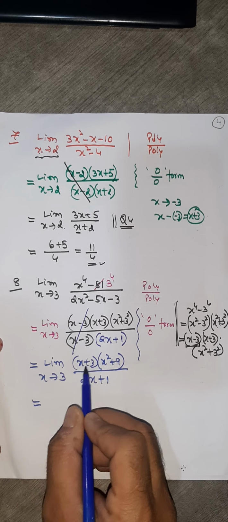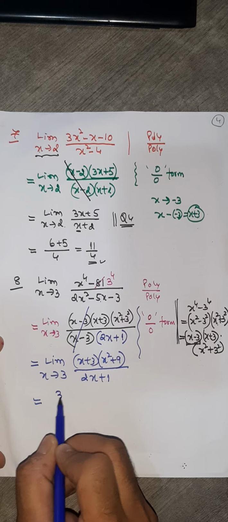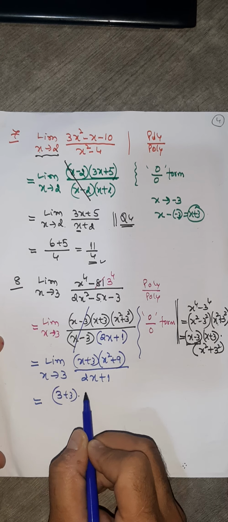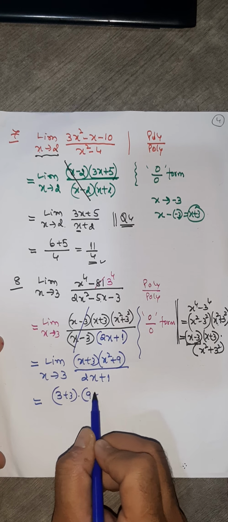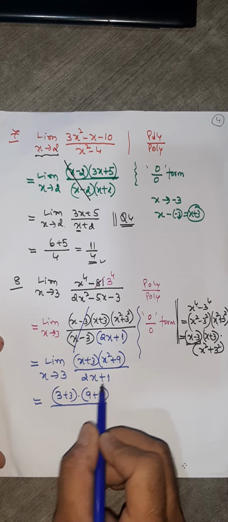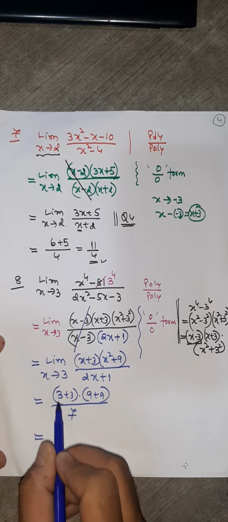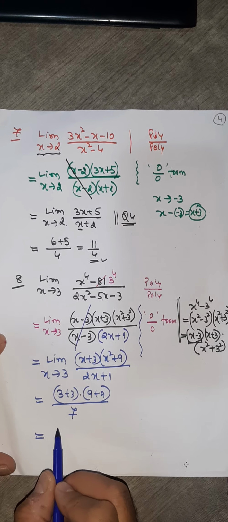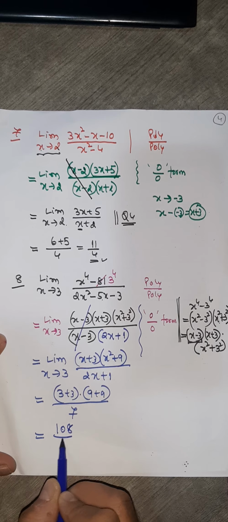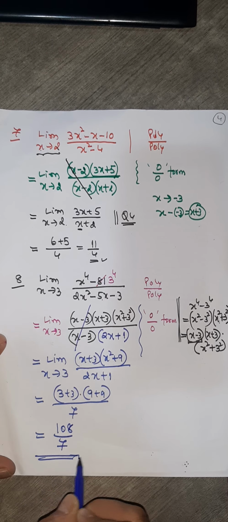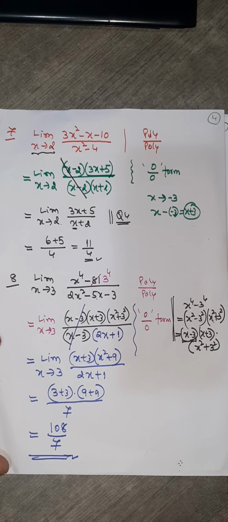So I'm applying the limit. Placing the value means applying the limit. So 3 plus 3 into here 9 plus 9 upon 6 plus 1, which is 7. So you just simplify. You will get 108 by 7. That's the required limit of the given function.